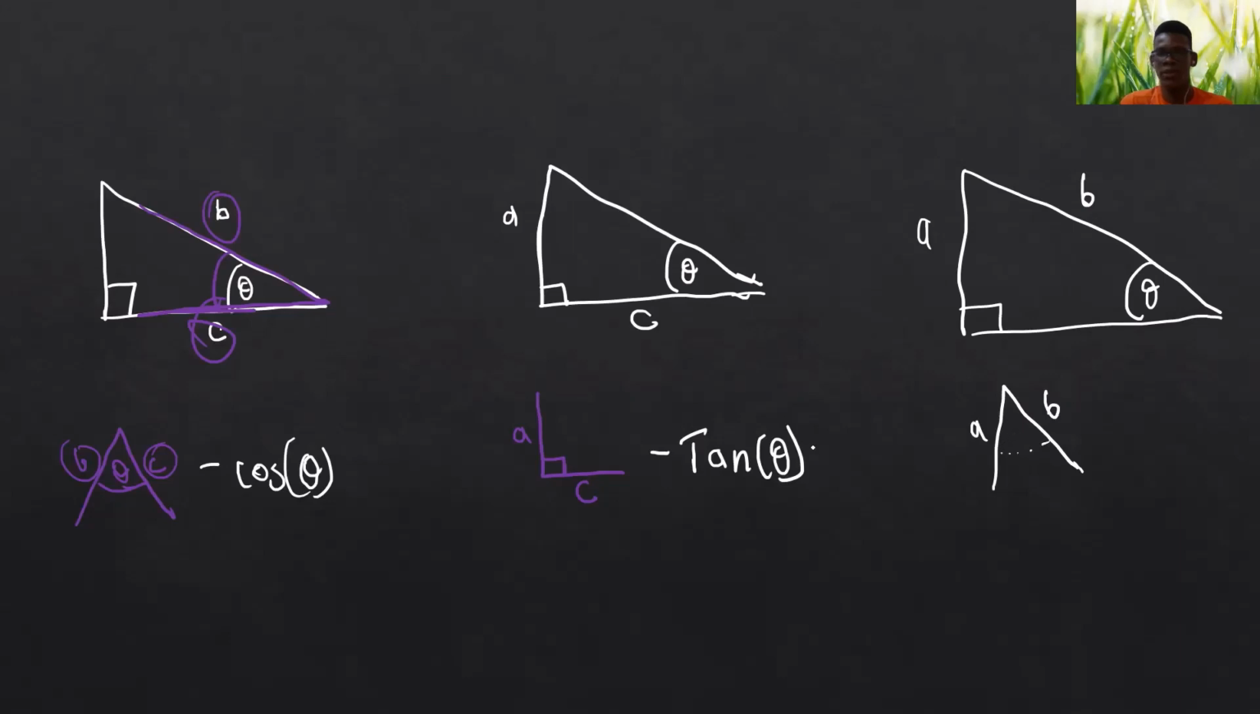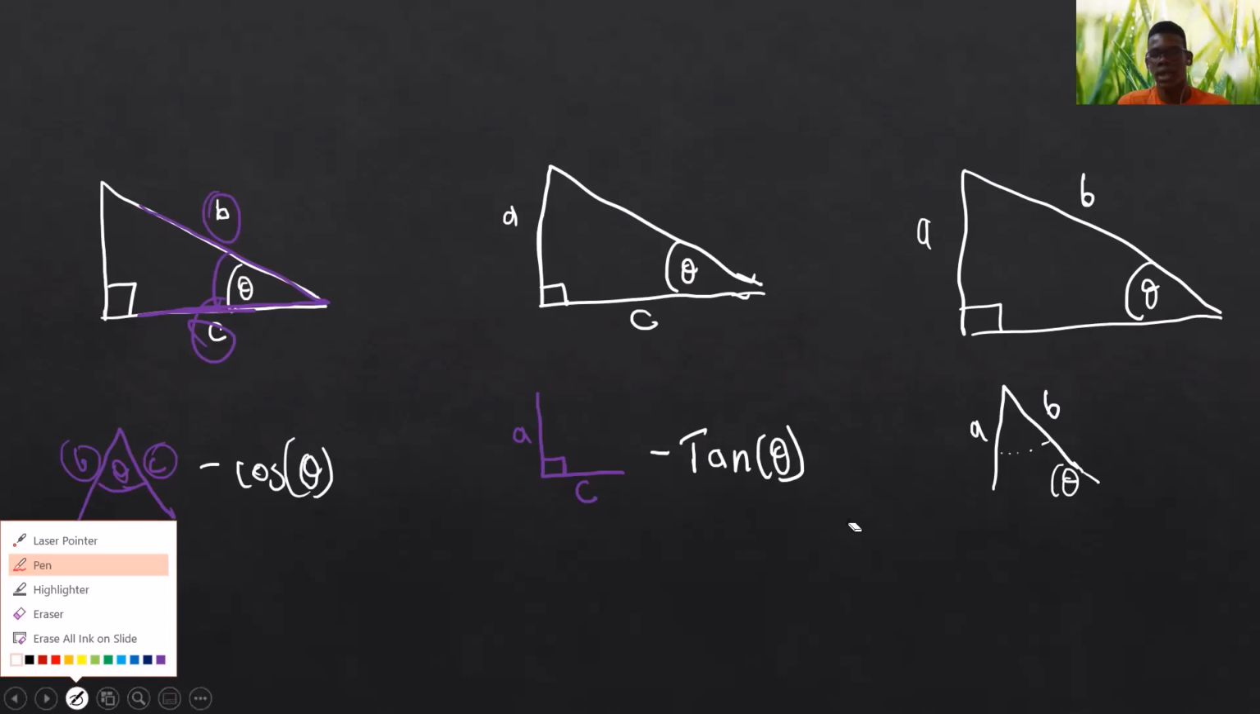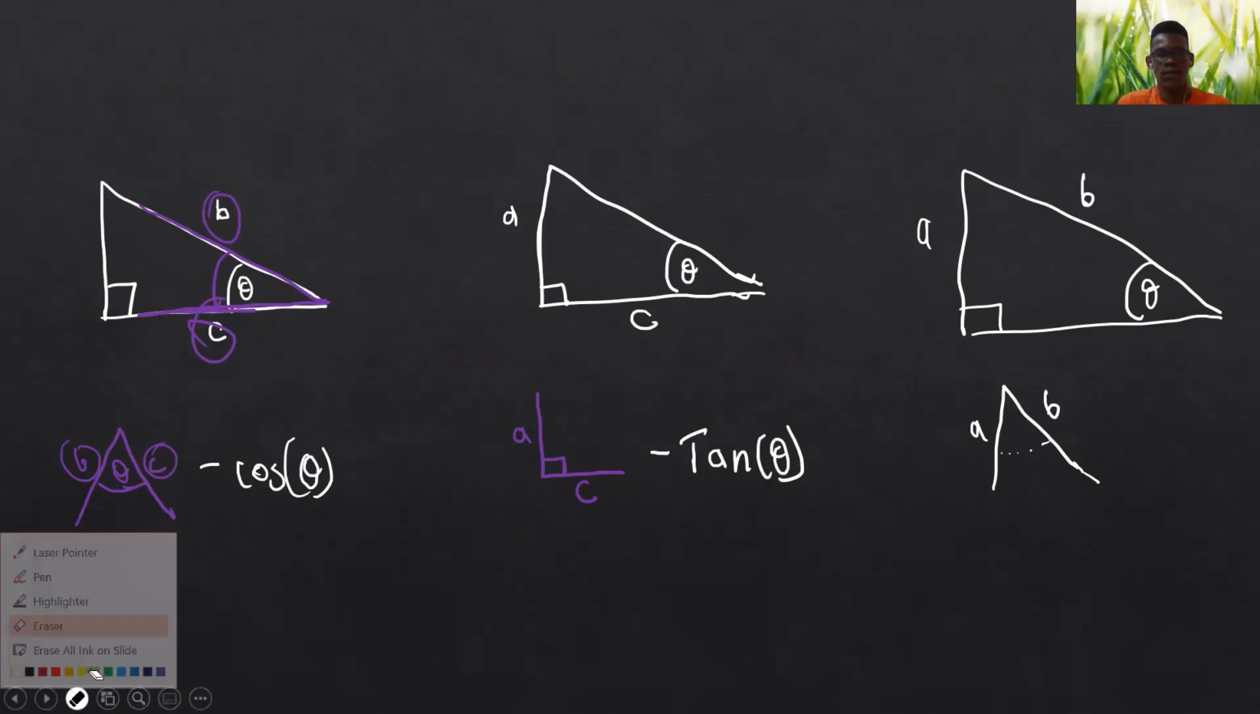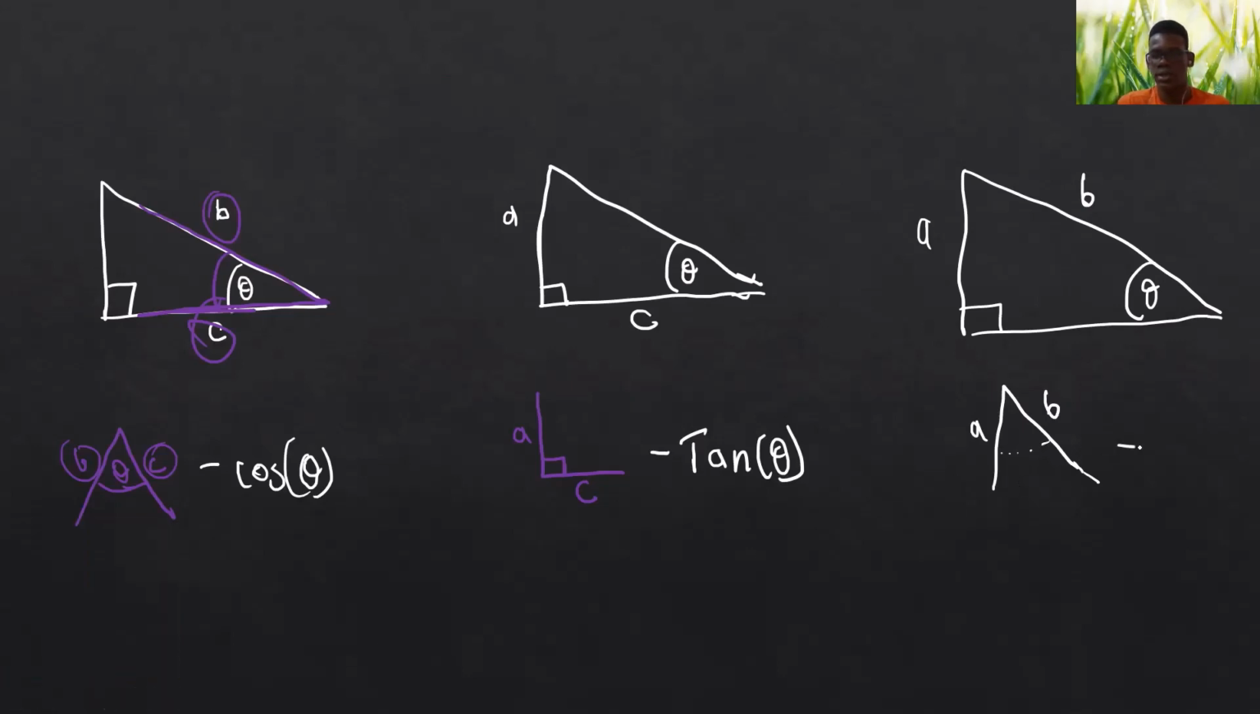If theta was in the middle, it would be cos theta, right? But if theta was here, if theta is not in the middle, so no angle there, then you're looking at sine theta. And you notice I'm just telling you what trigonometric ratio you're looking at.